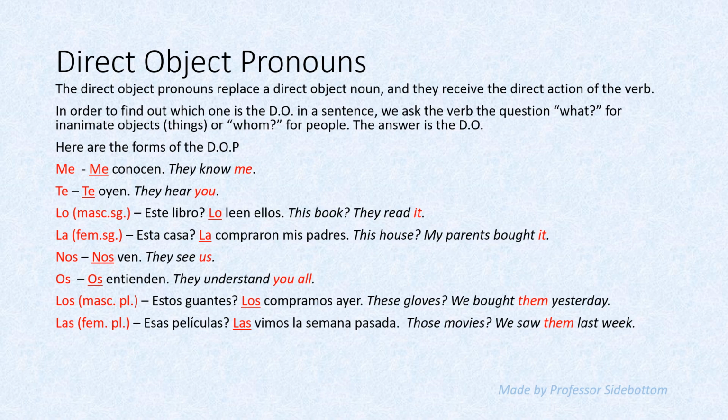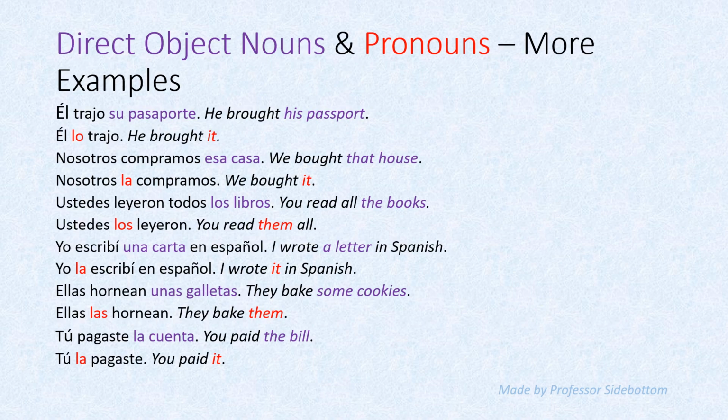Estos guantes, los compramos ayer. These gloves, we bought them yesterday. Esas películas las vimos la semana pasada. Those movies, we saw them last week. Now let's see some more examples with the direct object nouns and pronouns.